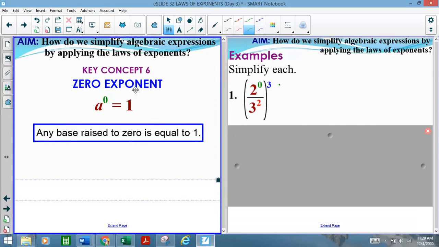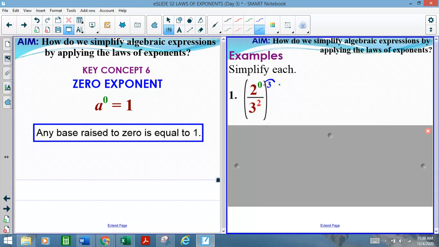So the zero exponent rule is quite simple. So again, any base raised to 0 is equal to 1. So taking a look here, now we have two rules that we're applying. It's the power of a quotient rule as well as the zero exponent rule. Let's first take care of the power of a quotient. So again, we need to distribute the outside exponent to the inside, both the numerator and the denominator.